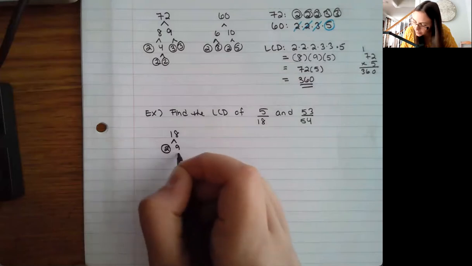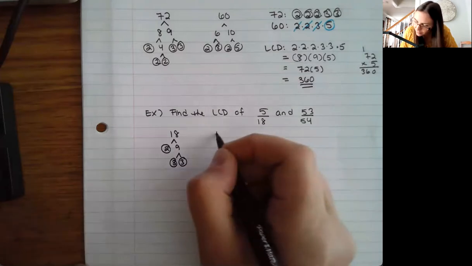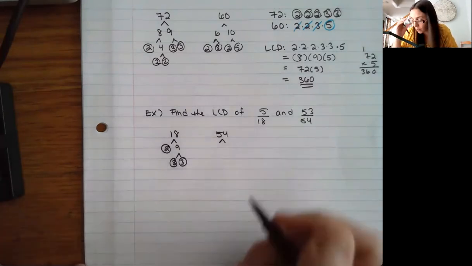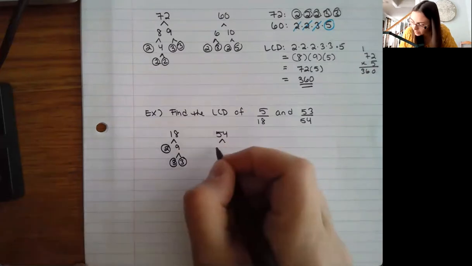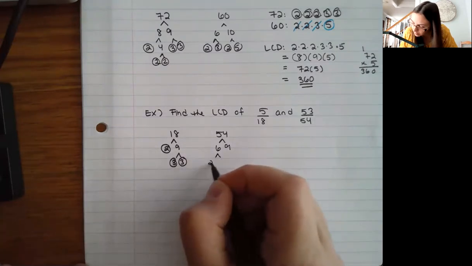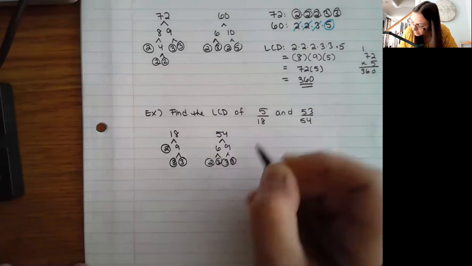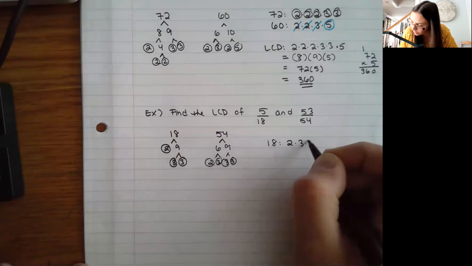So 18 is 2 times 9, and then 9 is obviously 3 times 3. And then, for 54, what we could do, if you're not familiar, is divide this by 2 because it is even. Or I can notice that this is 6 times 9, which is 2 times 3, and then 3 times 3. So for 18, I have 2 times 3 times 3. Then for 54, I have 2 times 3 times 3 times 3 again.